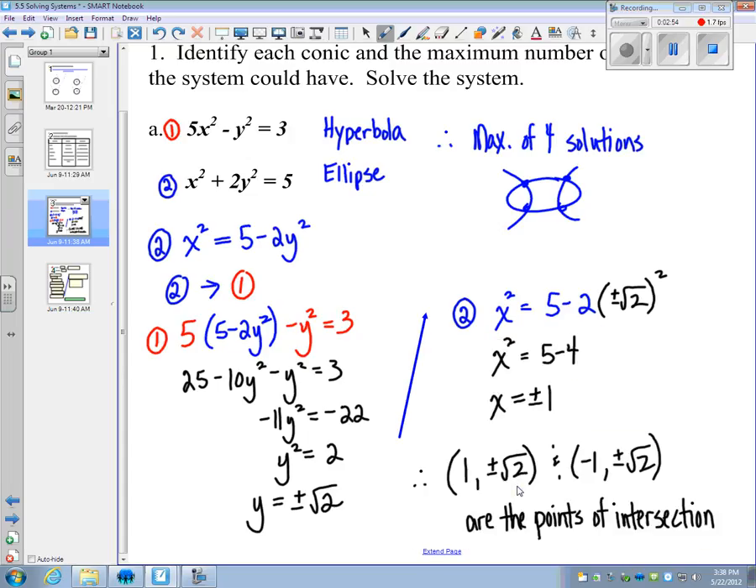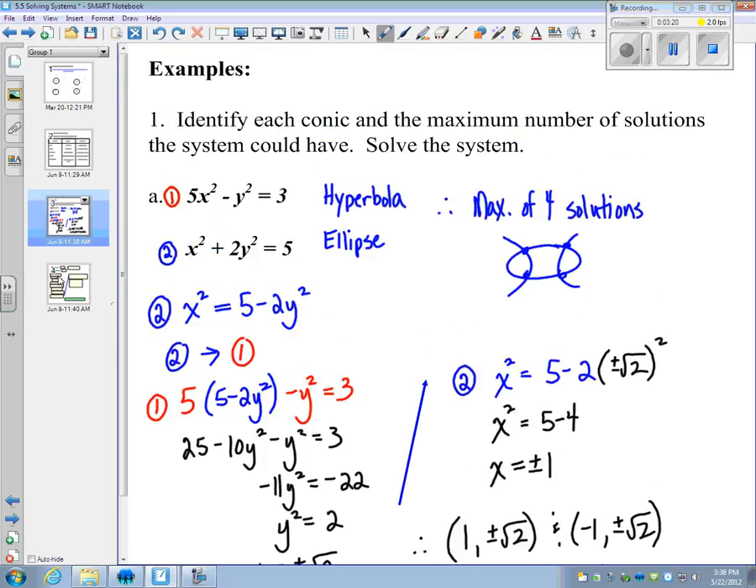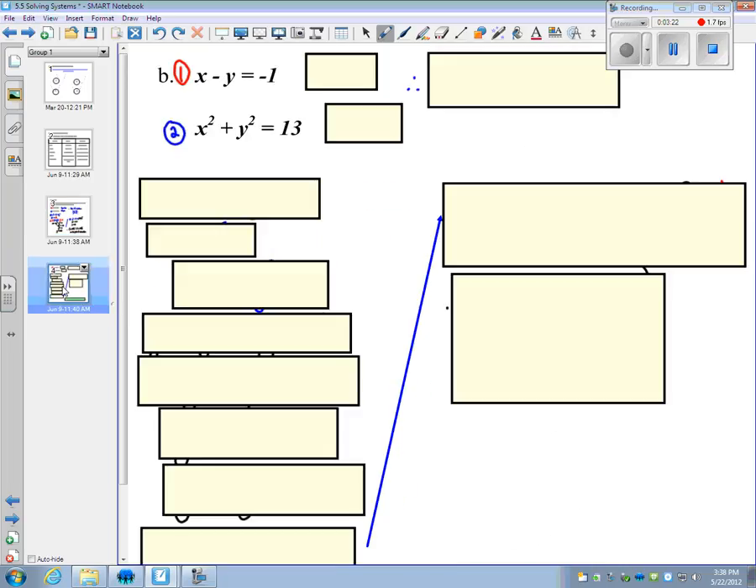So now I make my solutions. x could equal positive 1 and positive root 2, positive 1 and negative root 2. I could have written this in more steps: negative 1 and positive root 2, and negative 1 and negative root 2. So I probably would have actually written this 4 times. Those are all the possible points of intersection. Okay? Let's try another question.